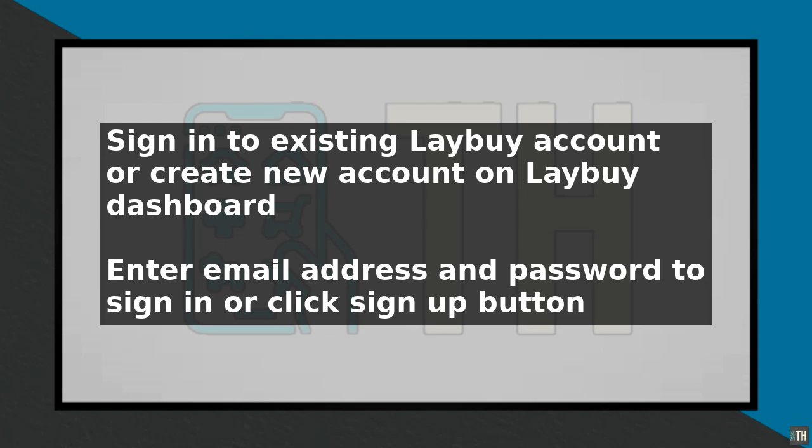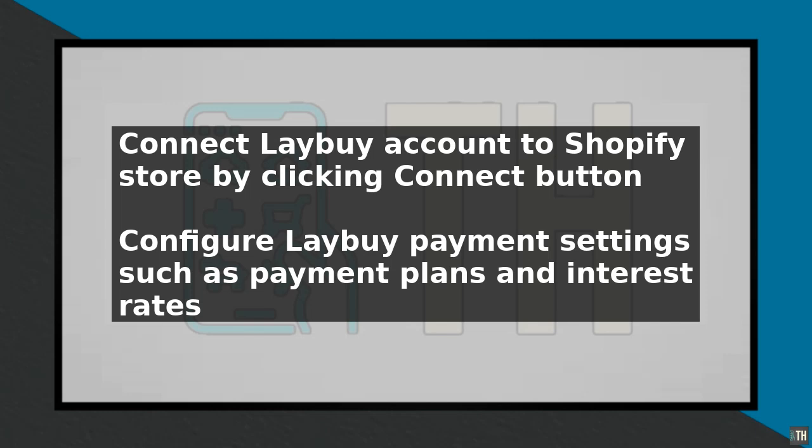In the Laybuy payment settings, you can configure the payment options that you want to offer to your customers, such as the payment plans and the interest rates. You can also customize the Laybuy payment gateway to match your store's branding. Once you have configured the Laybuy payment settings, click the Save Changes button to save your changes.